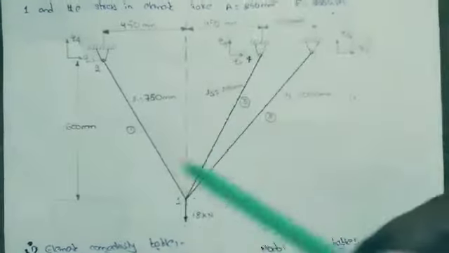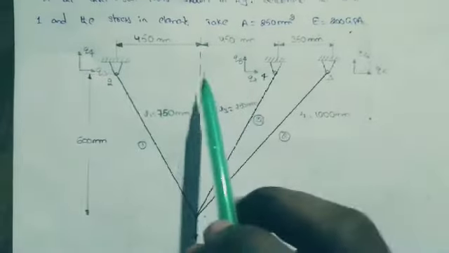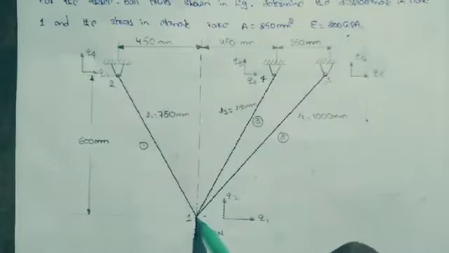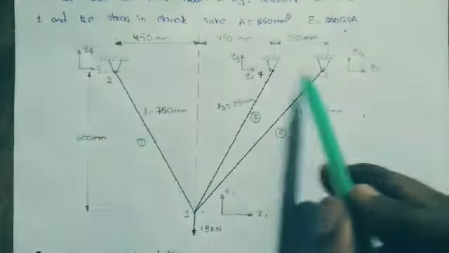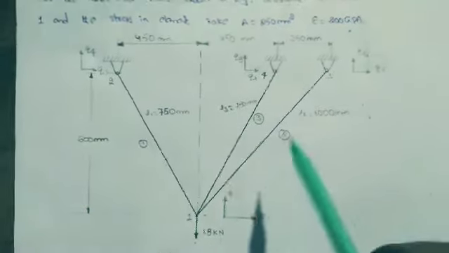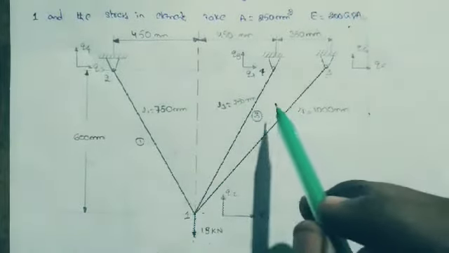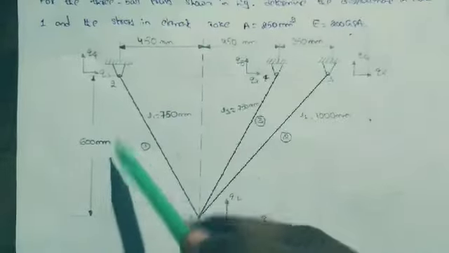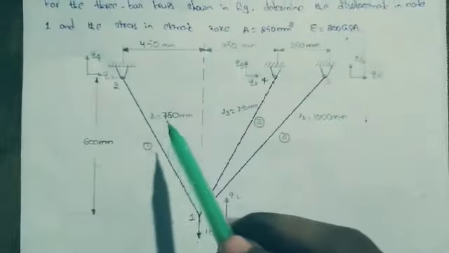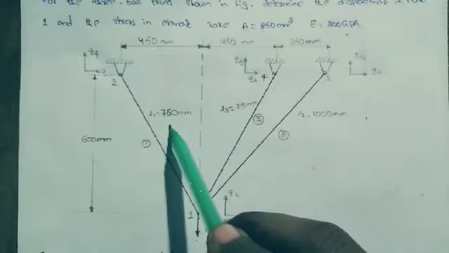The vertical distance between node 1 and node 2 is 600 mm. The horizontal distance is 450 mm. Similarly, the horizontal distances from node 1 to the supports at node 3 and node 4 are 350 and 450 mm respectively. The length of each truss element is not given in this problem. Using the vertical length and horizontal length with the Pythagoras theorem, you calculate the length values. Based on these two values, the length of the first element is 750 mm.